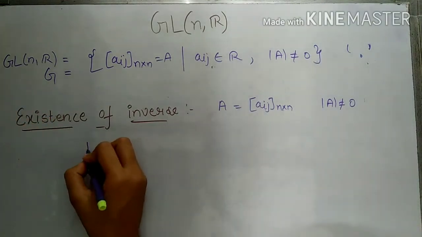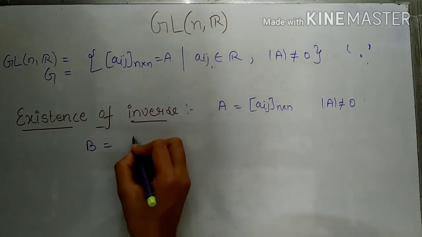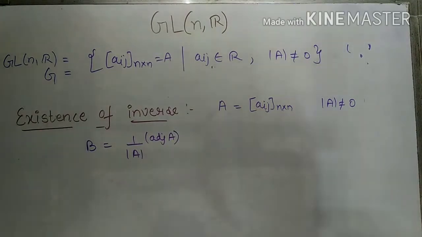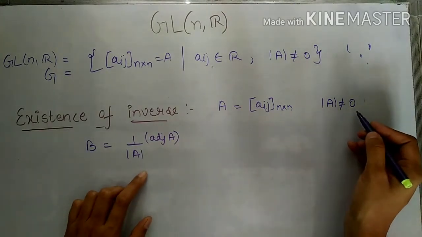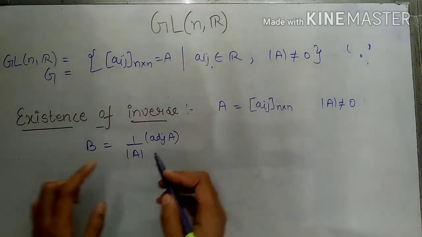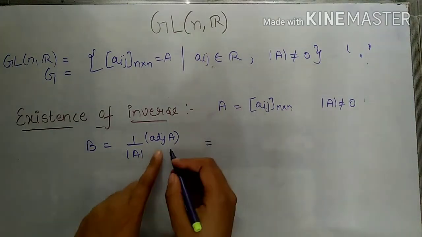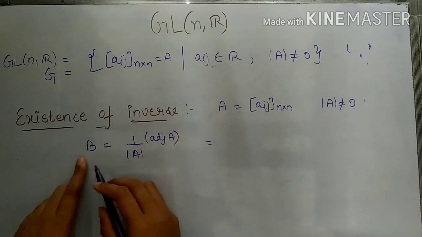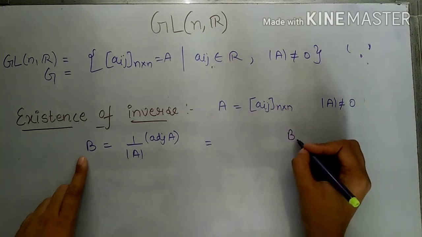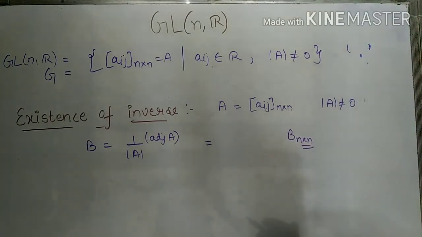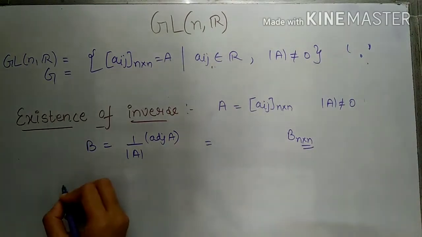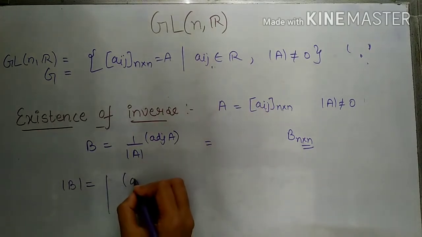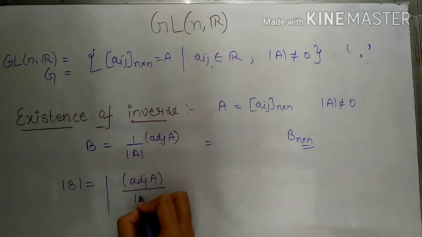If I take any element B, that is equal to 1 by determinant of A into adjoint of A. We know determinant of A is not equal to 0, so we can write determinant of A in the denominator, so this B is well defined. And we know adjoint of A is also an n cross n matrix, and this determinant of A is just a scalar value. So what we get from here is that B is also a matrix of order n. And now we are to check the determinant of B, this should be equal to determinant of adjoint of A by determinant of A.